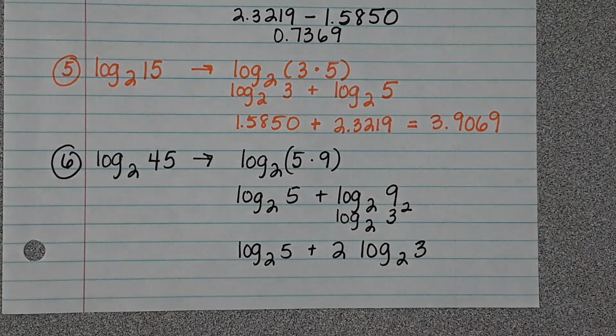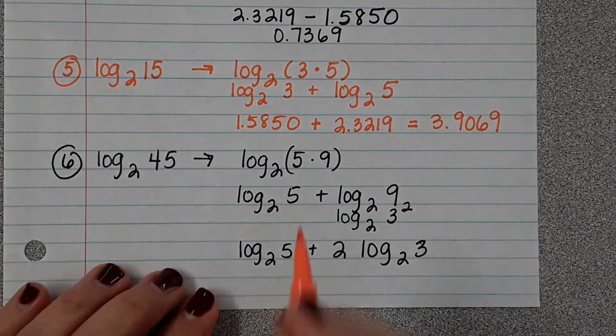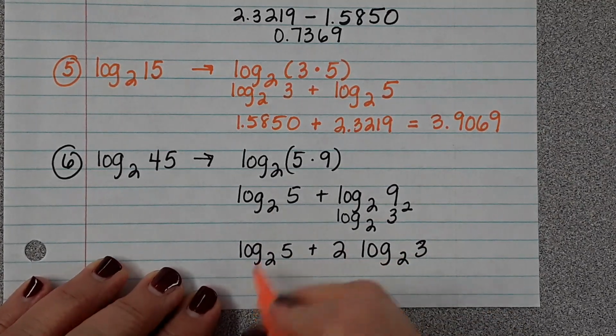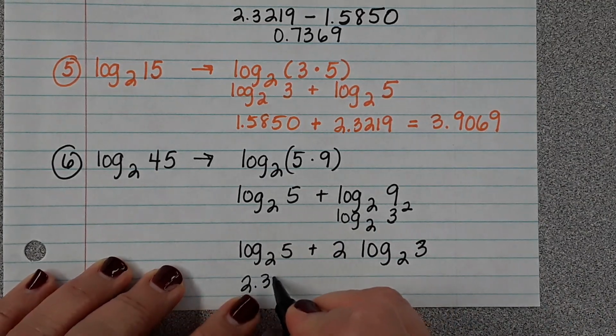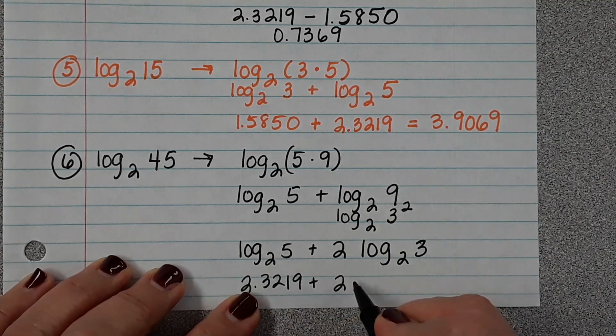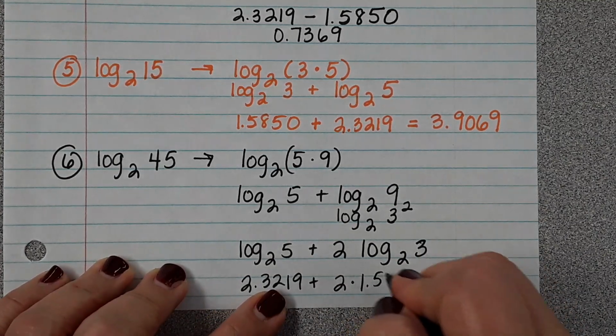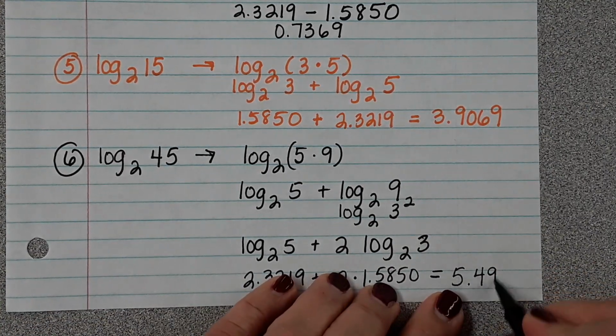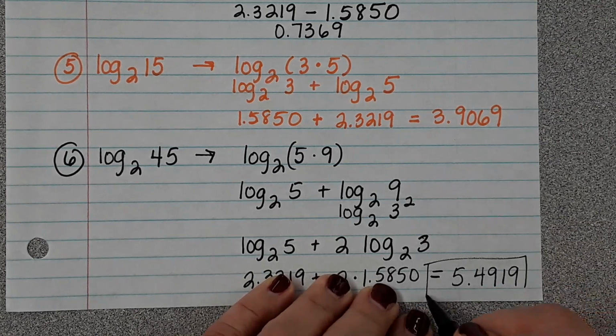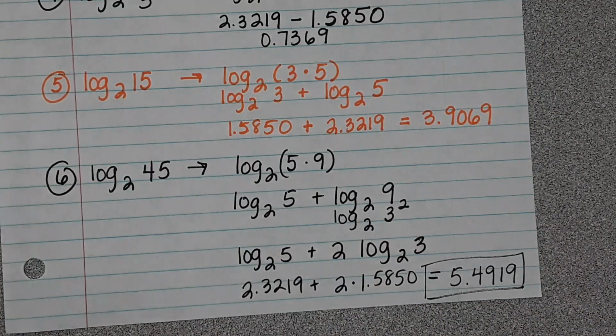Now you can see, I know log base 2 of 3 because she gave it to us. Log base 2 of 5 is 2.3219. This becomes 2 times 1.5850. And what is your final answer? 5.4919. How you doing? Is it starting to make a little bit more sense?